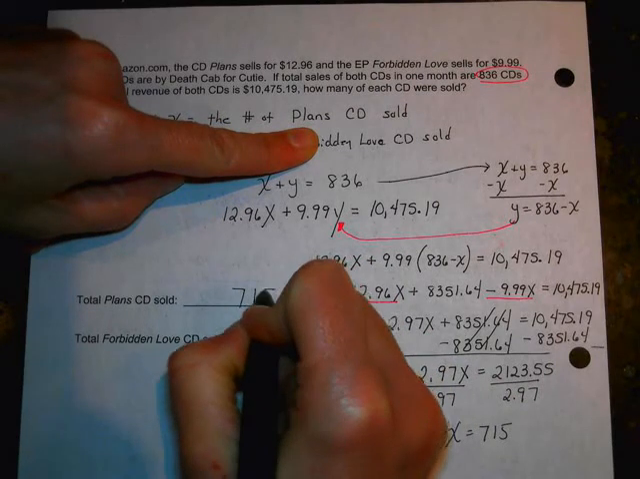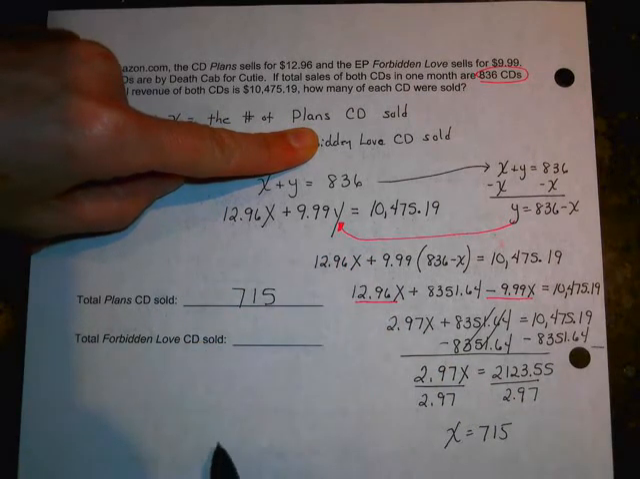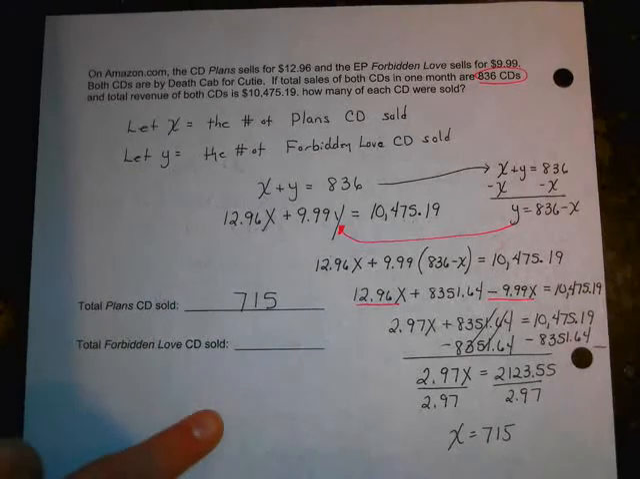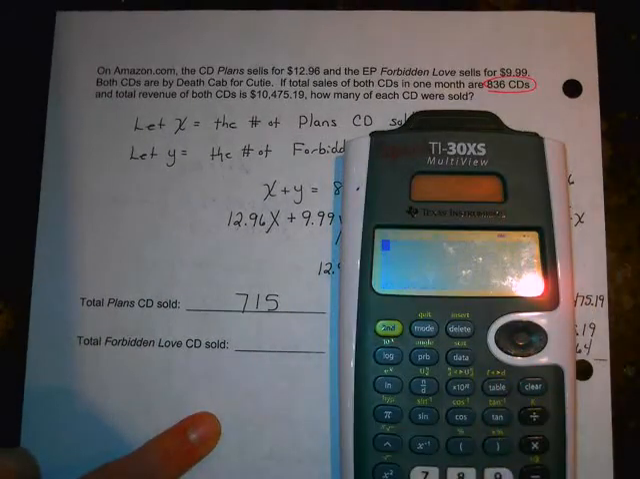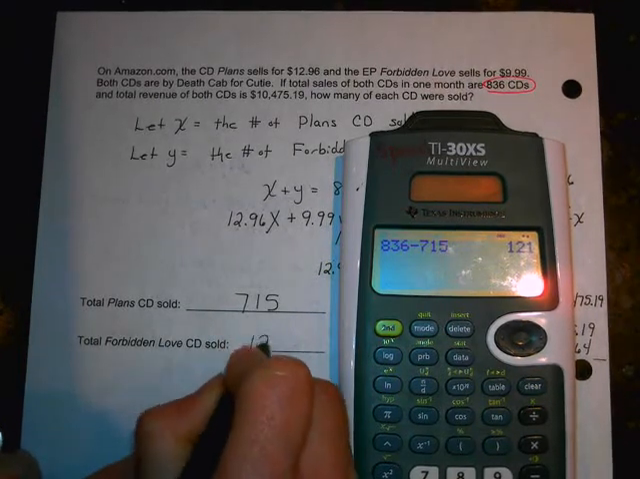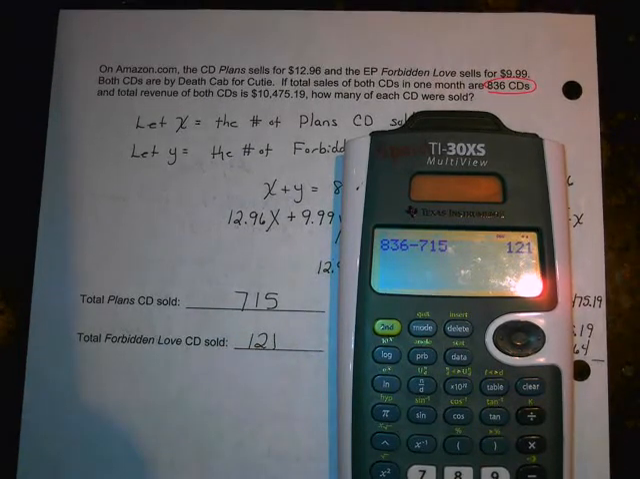Okay, and then we sold 836 altogether. If we've already considered 715 of them, it looks like we'll have 121 left for the Forbidden Love CD. Okay, so I just thought that would be a nice little review if you needed it.